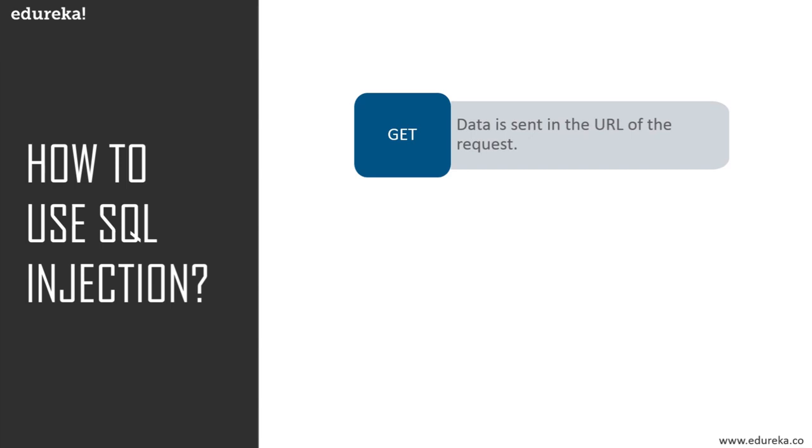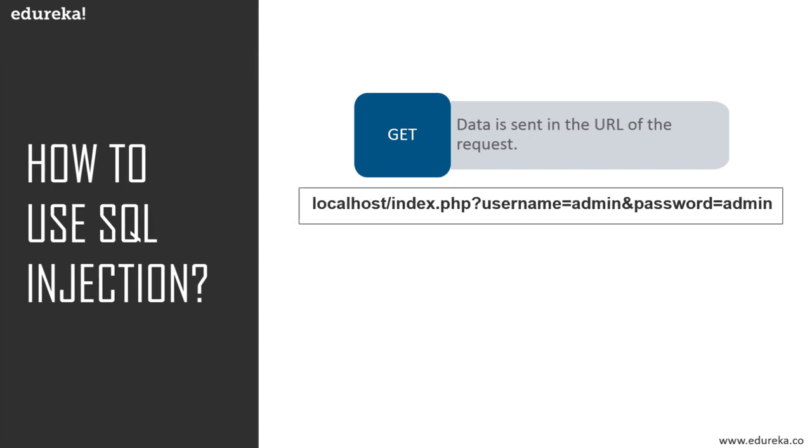Let's take an example where there's a login page with a username and a password field. You enter the username as admin and the password is also admin. When you hit the login button, suppose the web application is using the GET method, then the URL request will look something like this. There's the name of the web page and also the information being passed, that is the username and the password. So when you use the GET method, the data being passed is visible in the URL.